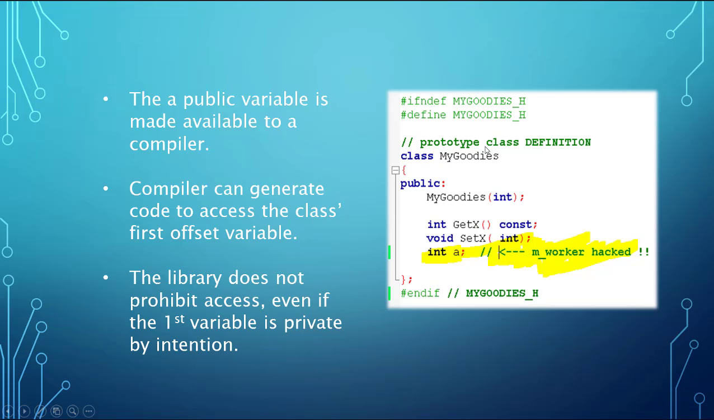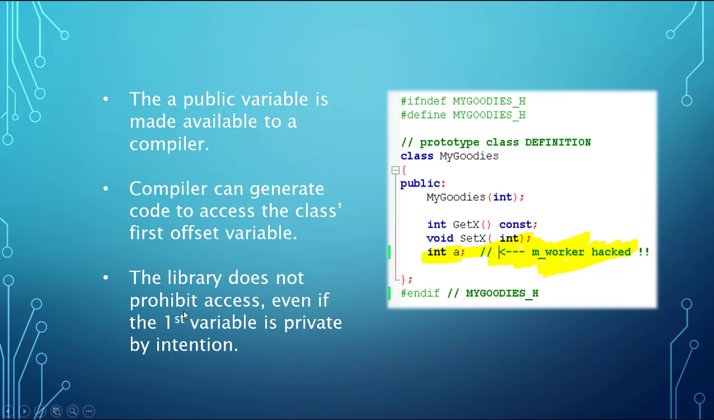Going back, I've done this. The public variable is now made available to the compiler. The compiler has no idea what's going on. It says, any place where you create a MyGoodies, if you move over 0 bytes, that's where A is. So it will generate that code to access that first variable. Even though I called it A, it's really mWorker. Doesn't matter. It's just a name.